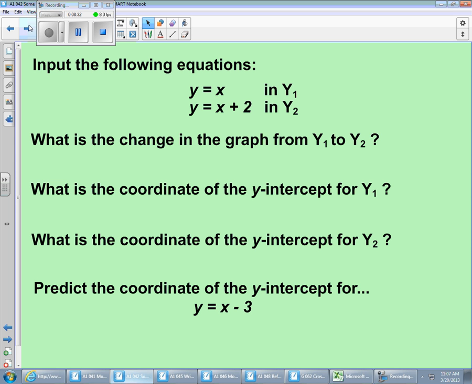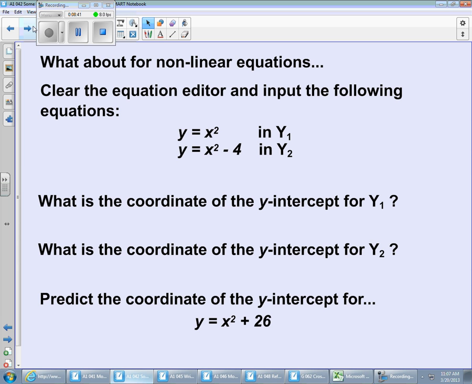Predict the coordinate for the y-intercept of this equation down here at the bottom. Where would be the y-intercept for this one? y equals x minus 3. 0, -3. There you go. It's really that simple. Okay.